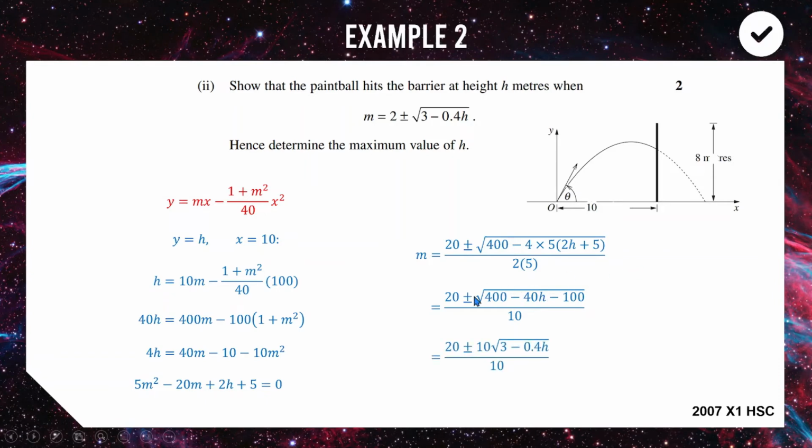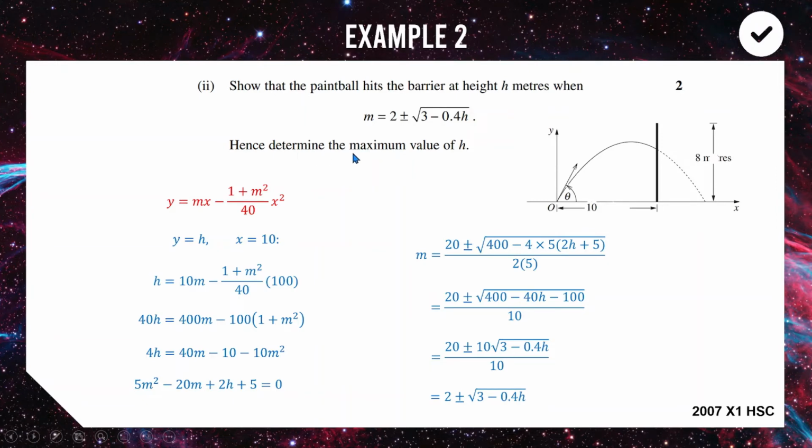So factoring the 100 out turns into a 10. Now we have a common factor of 10 everywhere, so we can divide everything on this fraction by 10. So we get 2 plus or minus 1 times root 3 minus 0.4h all over 1, which was the target in the question. Now, for all that work, that only got us 1 mark because it's a 2-mark question and there's 2 things to do.